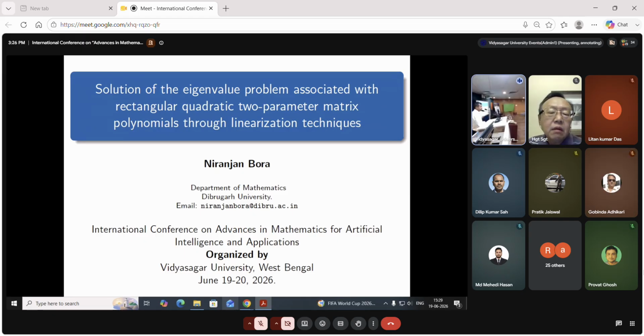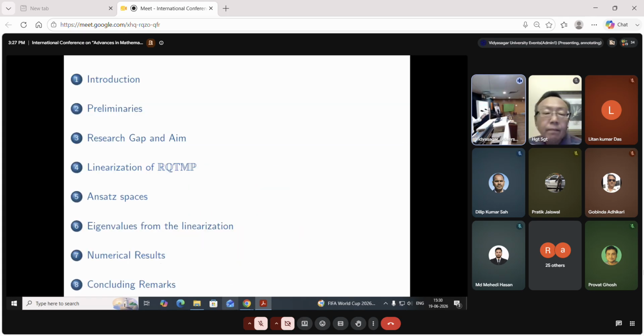There are certain physical problems where multiple parameters exist, which we are not considering here. We are considering a special category of eigenvalue problem, the associated quadratic problem, where matrices are allowed to be rectangular rather than square. So this is a new category of problem. These are my contents.